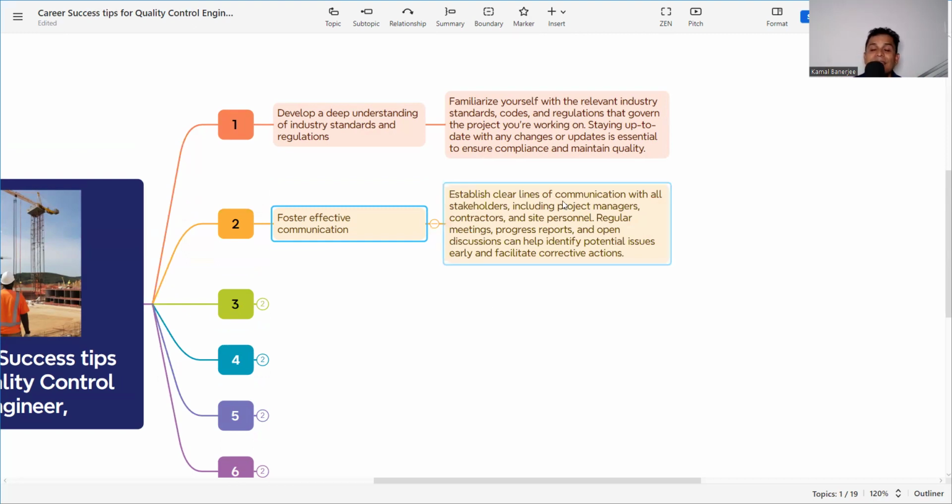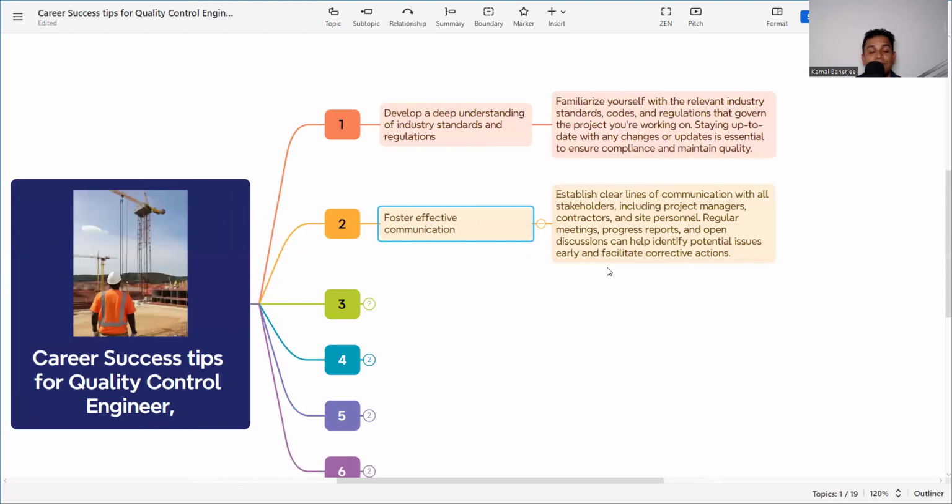So establish a clear line of communication with all stakeholders, including project manager, contractors, and site personnel. Regular meetings, progress reports, and open discussion can help identify potential issues early and facilitate corrective actions. So these things are the second part after the core knowledge: then you need to foster your communication skill.